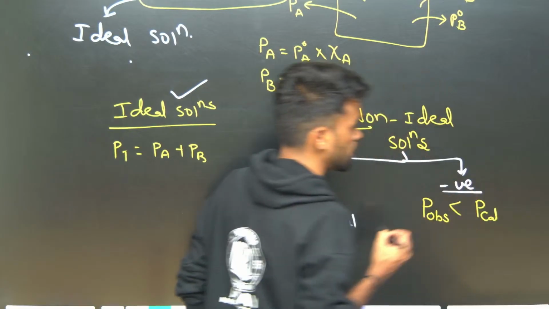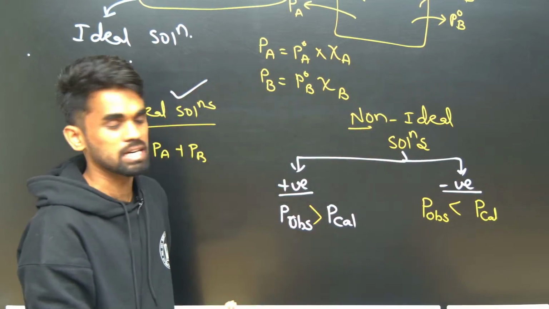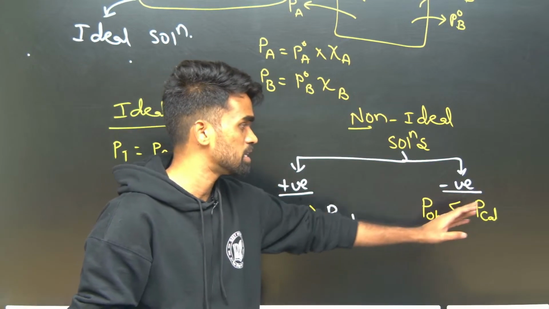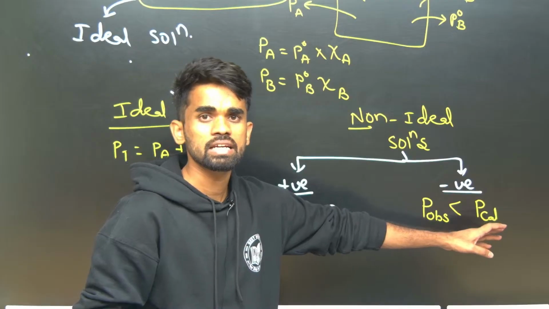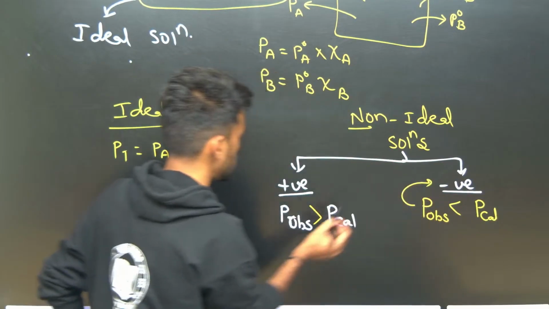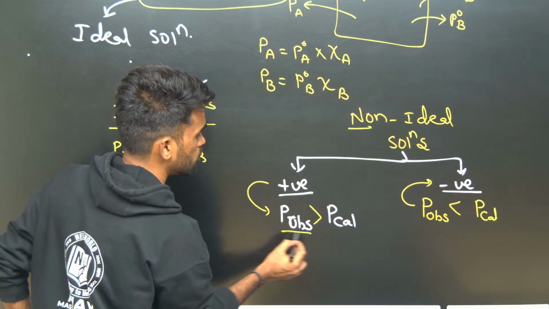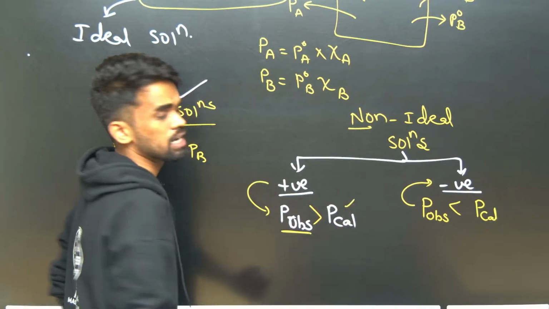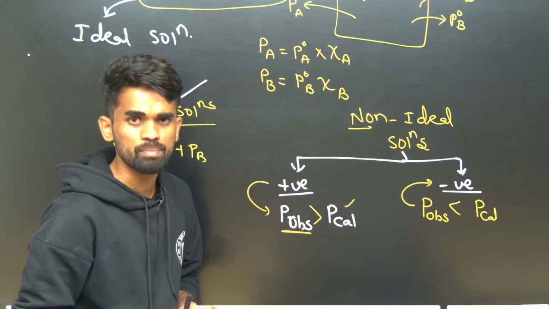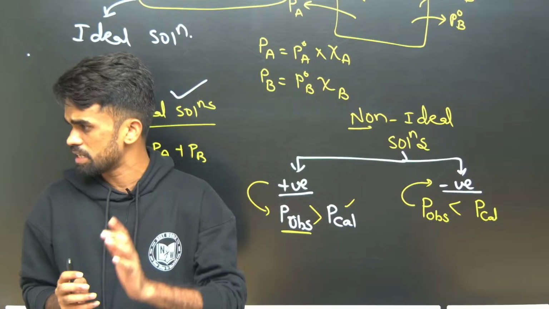So I am writing P calculated, which means that is a theoretical calculation. This is the scenario: observed vapor pressure will be lesser than the calculated theoretical vapor pressure. This will be the case of negative deviation, and positive deviation means observed vapor pressure will be greater than its calculated, theoretical vapor pressure of that solution. Hope it is also clear.